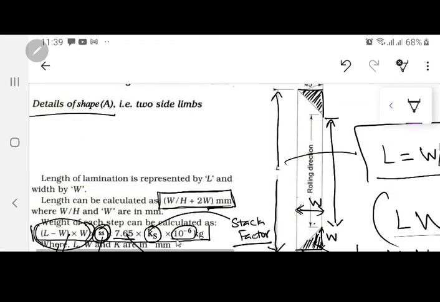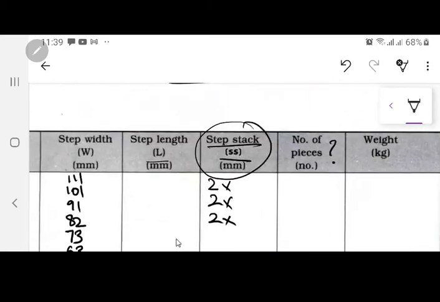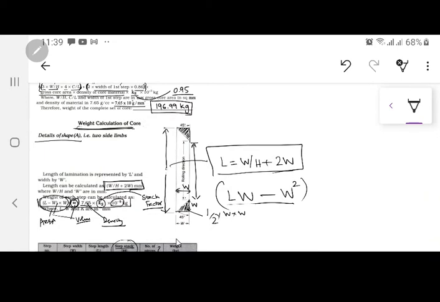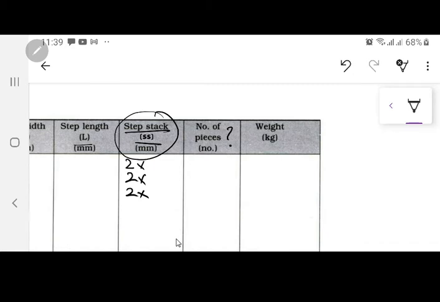Again repeating it. Step stack for the first one is 30.066. If I am only trying to calculate the weight for shape A on one side, then I can write just 30.066. But since I have shape A on this side and shape A on this side also, the SS is written as 2 into 30.066, and subsequently you can fill in the data from that table. Now whatever value you get by 2 into 30.066 divided by 0.27, what value do you get? Give me the answer just now. 222.7.